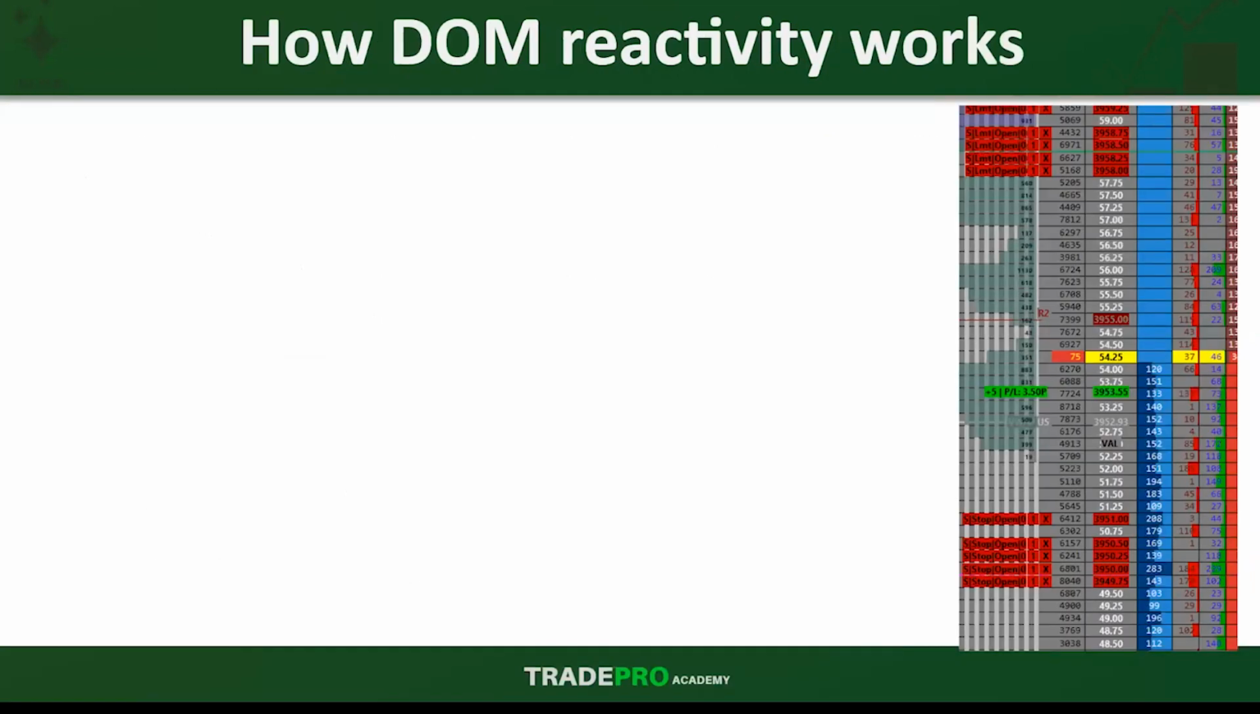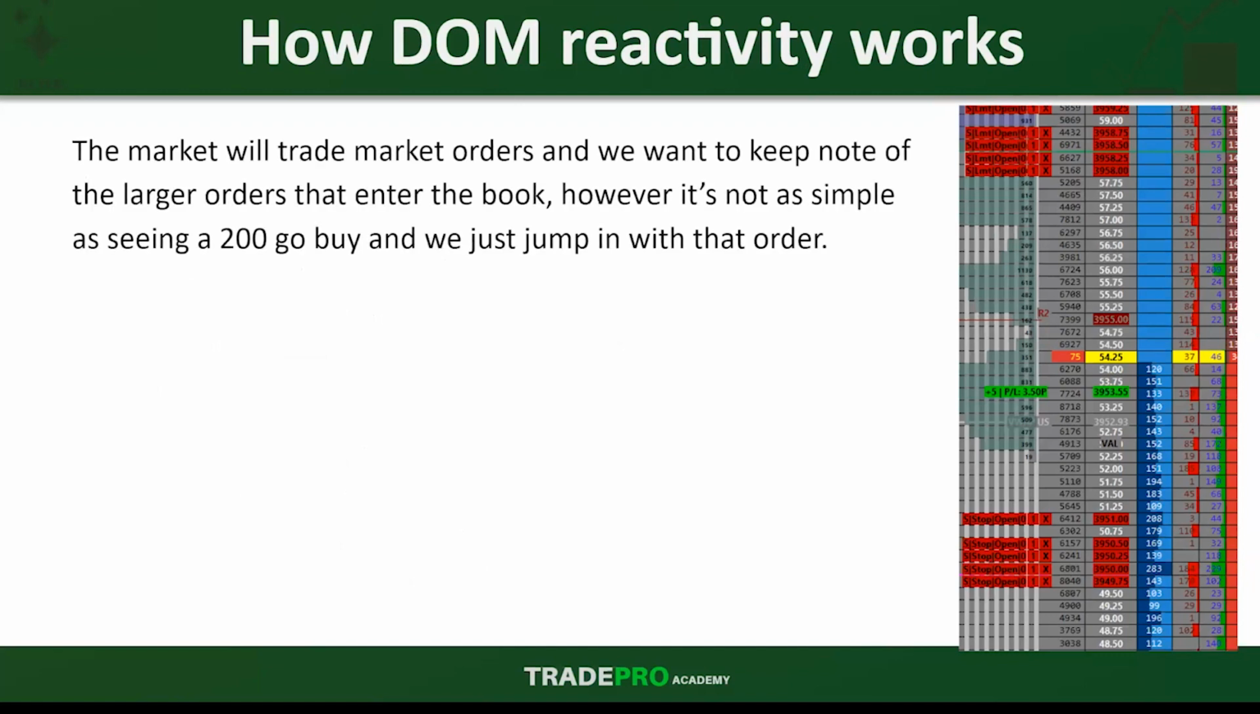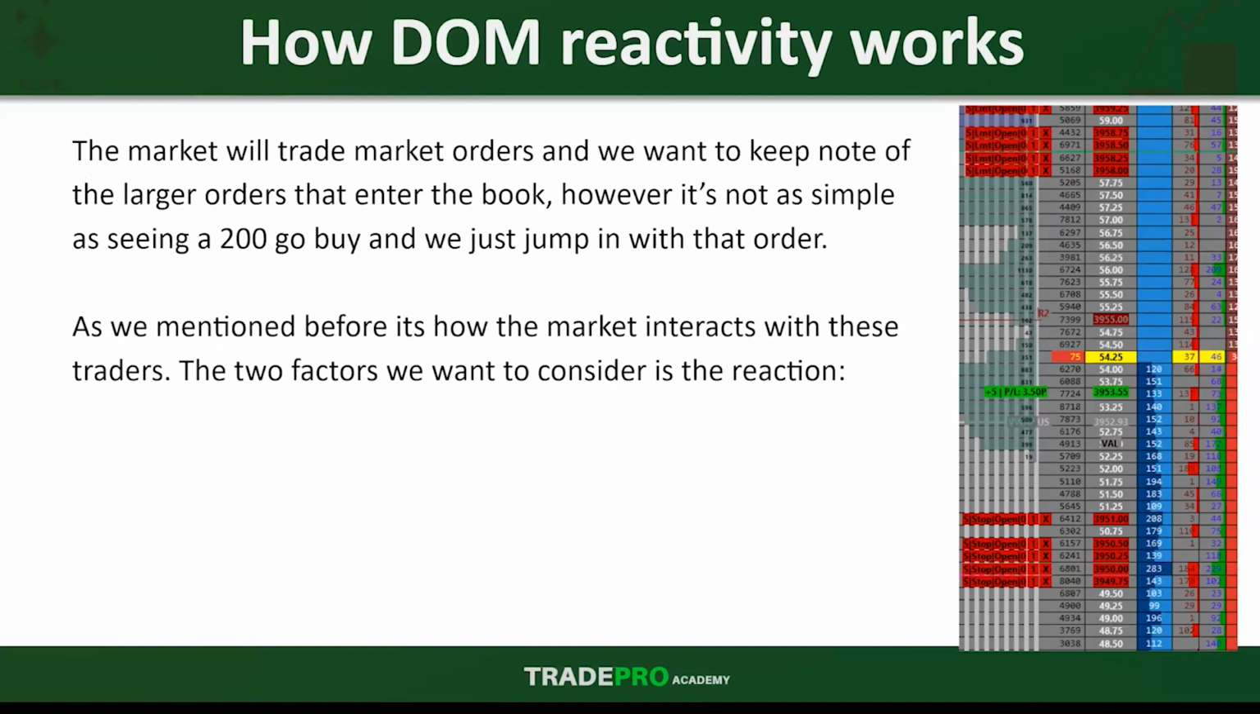So let's talk about DOM reactivity and how it works, since we've been talking so much about it, right? In practice, or in theory, I should say. In practice, right, the market will trade market orders, and we want to keep note of the larger market orders that enter the book. Again, it's not as simple as seeing 200 buy and just starting to buy with them. As we mentioned before, it's how they react, right? Two factors to consider: upticks or downticks based on the orders that came in. So if big orders come in on the buy side, are they actually upticking by a few ticks? Meaning, is the price going up by a few ticks? Or is the price not moving and downticking by a few ticks? That's not good for the buy side.